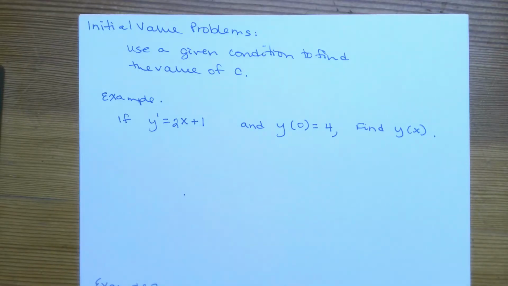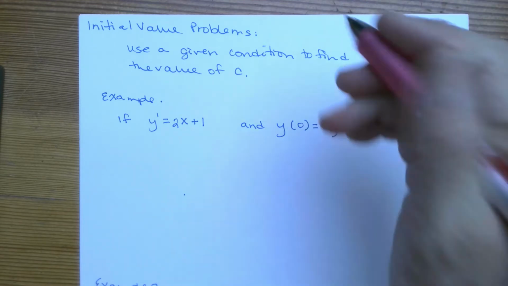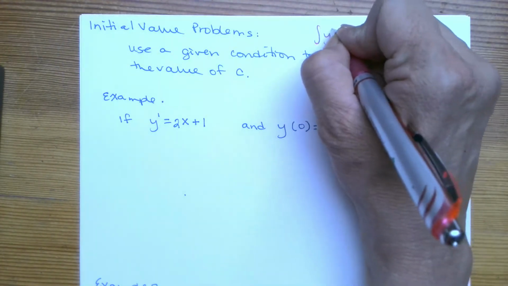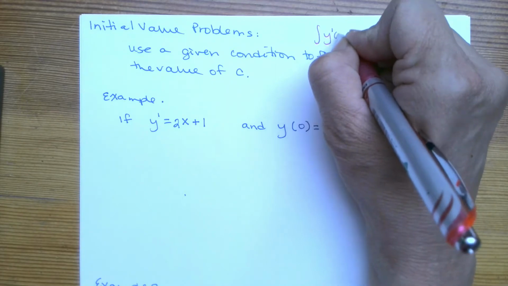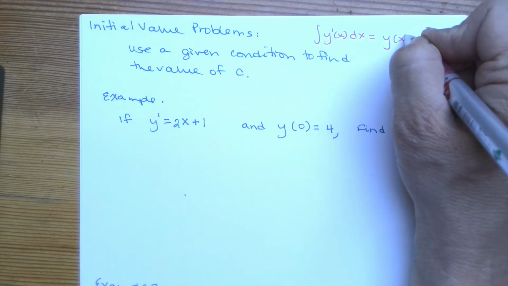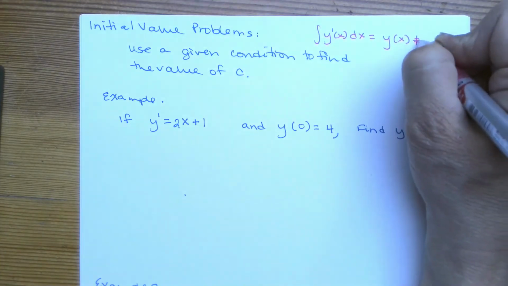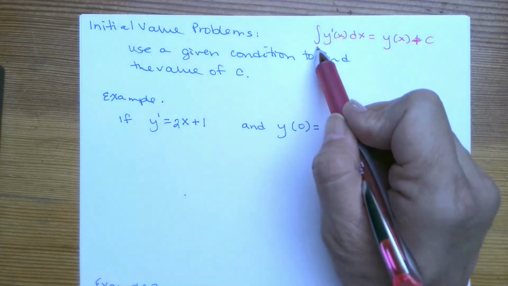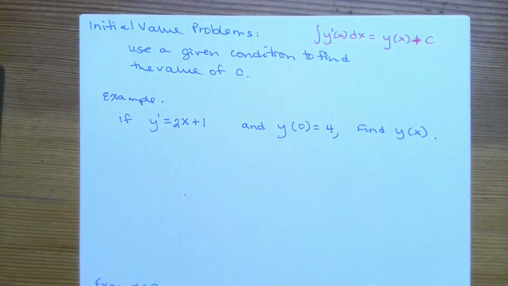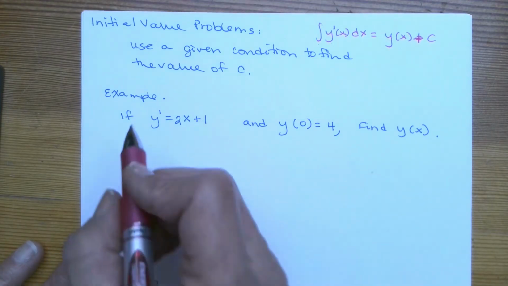So let's do a couple of initial value problems. Before we start, I want to remind you, when we are finding antiderivatives, if we integrate y prime of x dx, what we get out is y plus c. If we integrate the derivative, what we get out is the original function plus that constant. So what an initial value problem does is it gives us some sort of initial condition that lets us find the value for c. So here's an example.